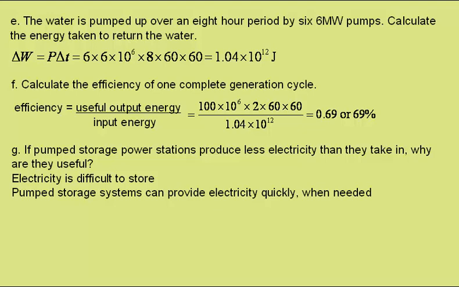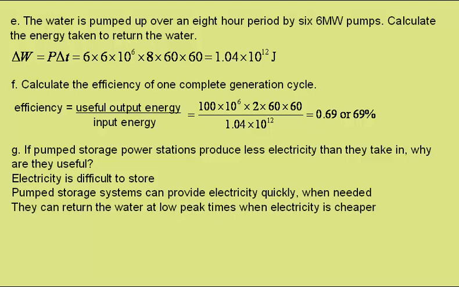They can go to maximum production in a matter of a few seconds. They can return the water at low peak times when electricity is cheaper. So basically they provide electricity when it's needed and will take in electricity when supply is greater than demand.